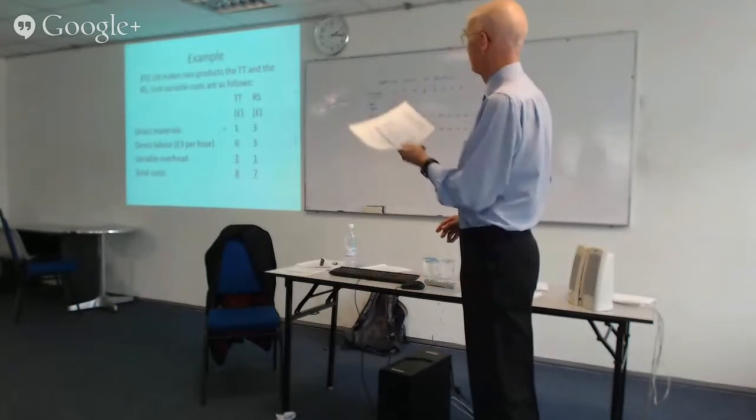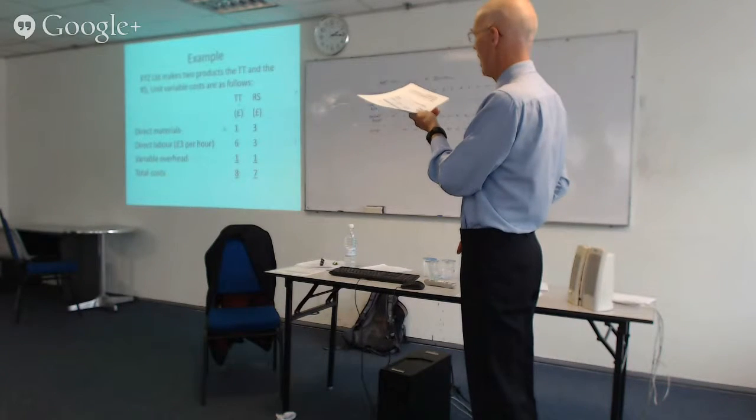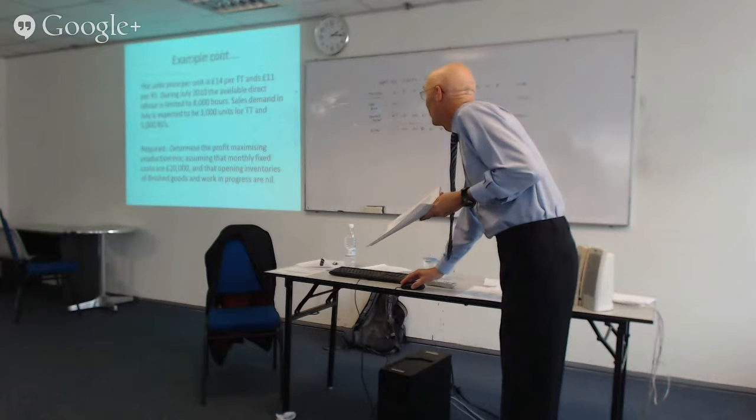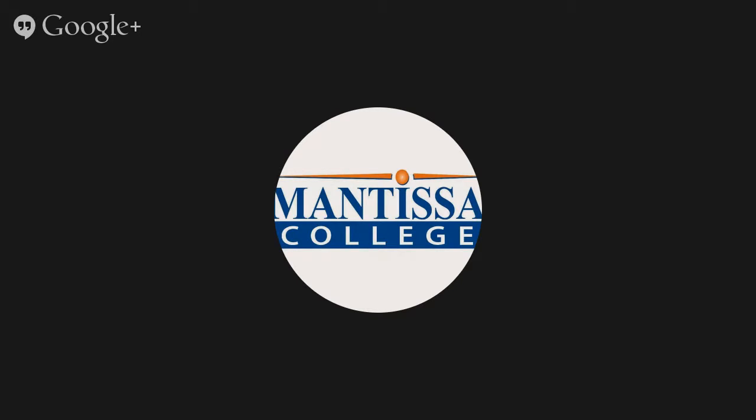There are two products, and the key point is that TTs need 2 hours of labour. RS is only 1. We're told that sales could be up to 3,000 TTs and 5,000 RSs, but available direct labour is limited to 8,000. Okay, so now we've said, step 1, what is the limiting factor?